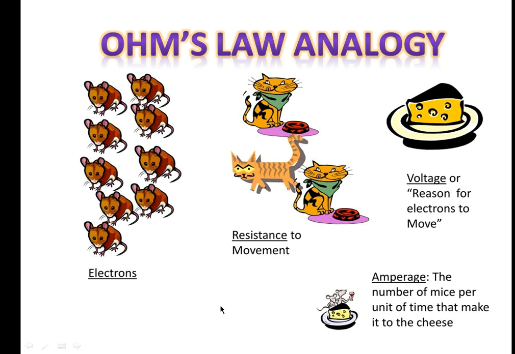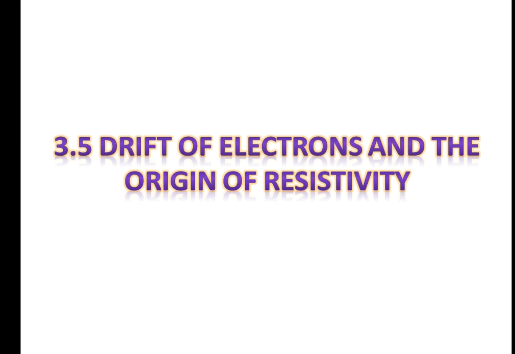Hope you got this analogy and you will remember Ohm's law easily, right? Now the topic we are going to start newly in today's session is drift of electrons and their origin of resistivity. What do we mean by this drift of electrons, how do we obtain the drift velocity, and how is it connected with the resistivity, that we are going to do.